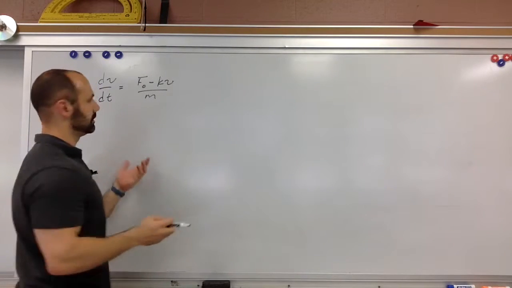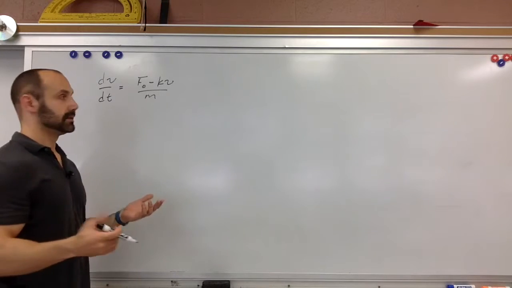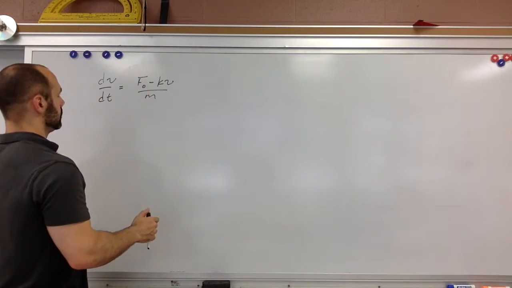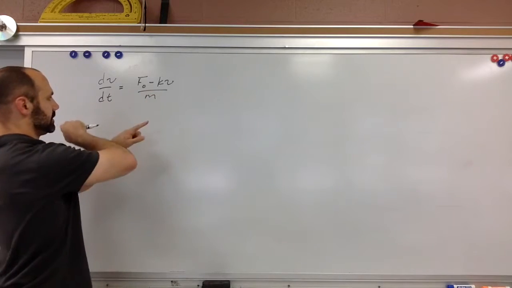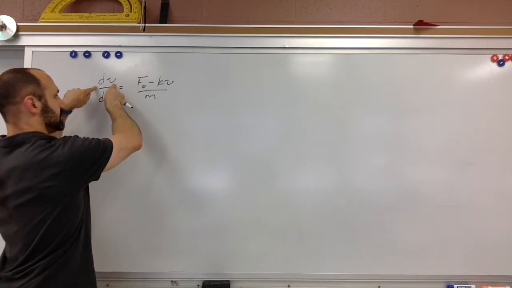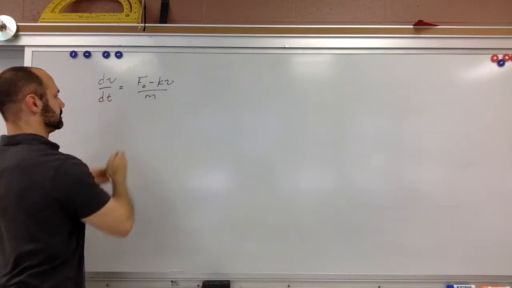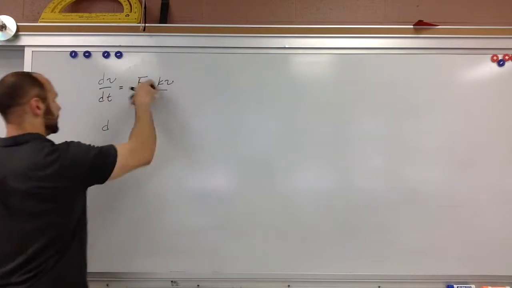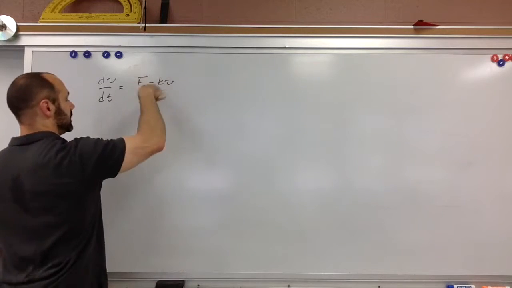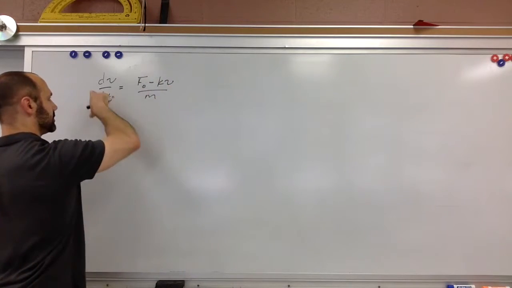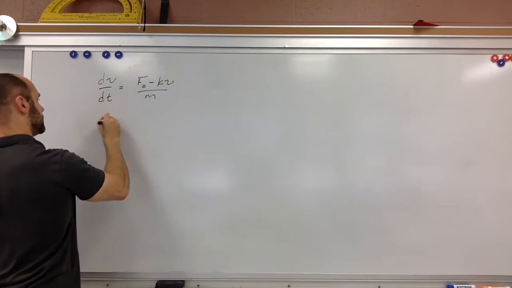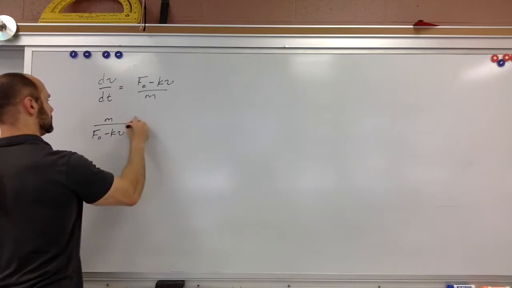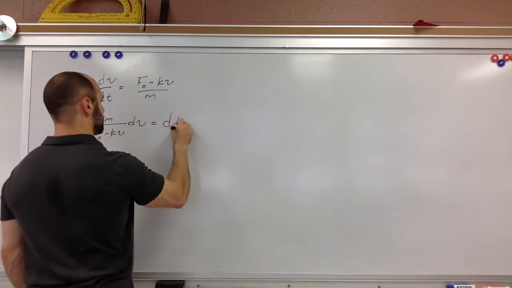Okay, and so now how am I going to get a function for velocity? Here's what we have to do. What we have to do is actually separate these. I'm going to keep v on this side, and I'm going to put t over on this side. Since this thing contains v, I'm going to bring this over, so I divide. So this is going to be m over F naught minus kV dv equals dt.